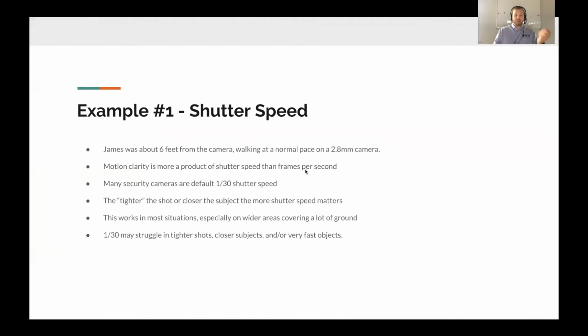So again, I was about 6 feet away, walking at a normal pace on a 2.8 millimeter lens. That might be very similar to a small little lobby. Many security cameras, as I mentioned, are just 1/30 shutter speed. And again, the tighter the shot, the closer the subject, the more that shutter speed matters. And 1/30, as you saw, does struggle a little bit with that tighter shot.